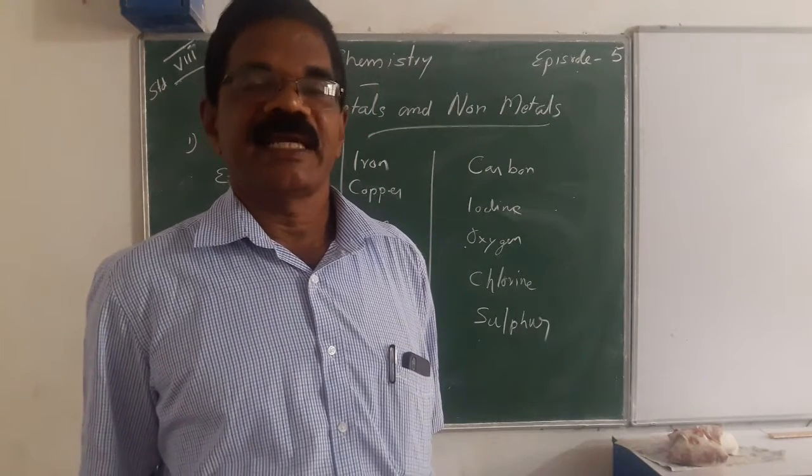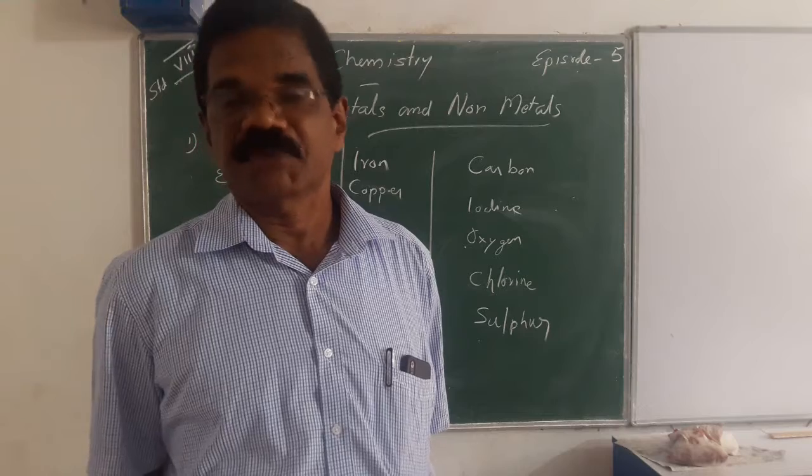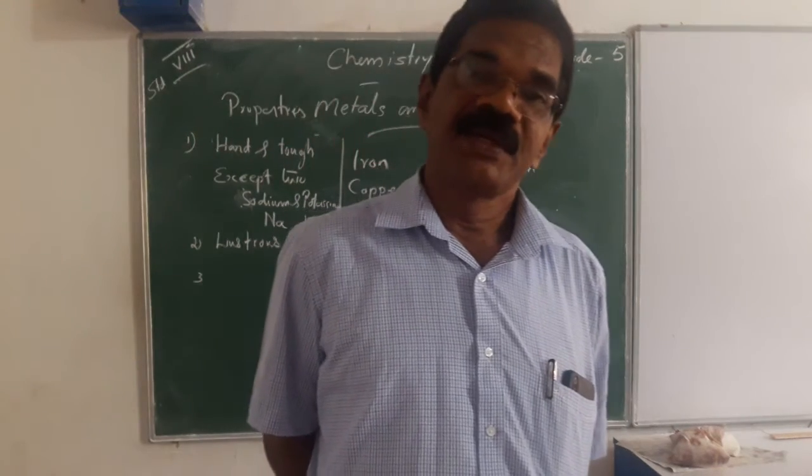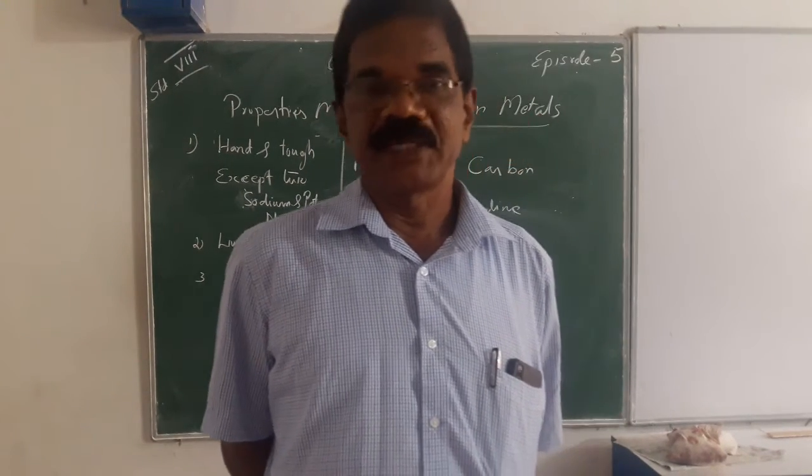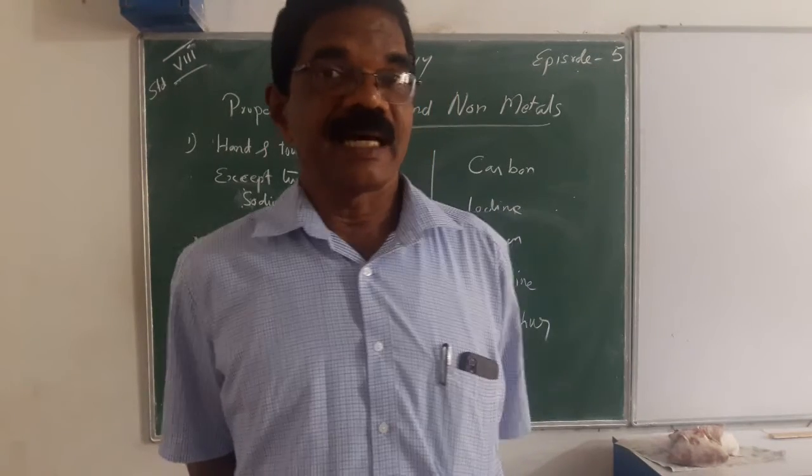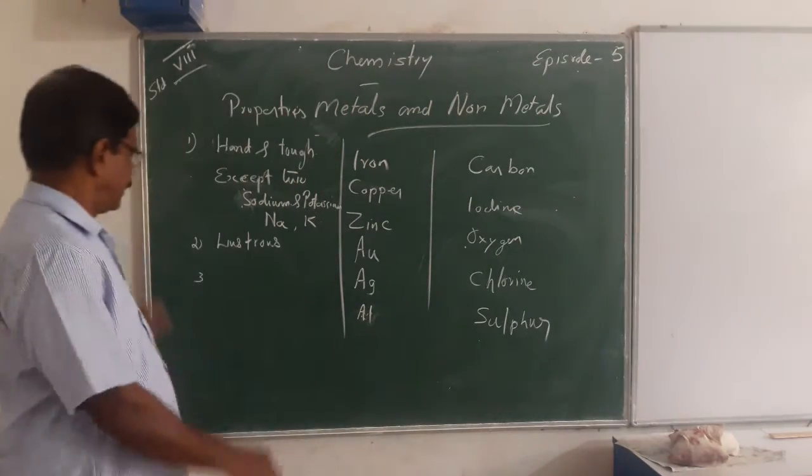They can be shaped into thin sheets. This property, that metals can be shaped into thin sheets, is known as malleable. Metals are malleable.